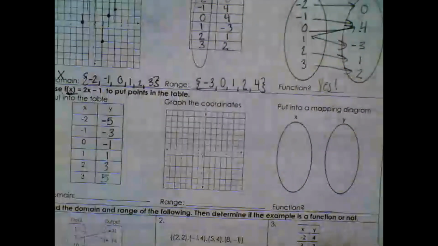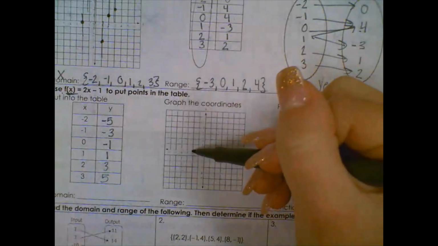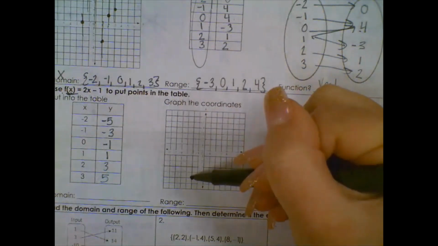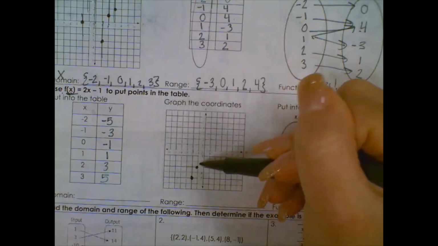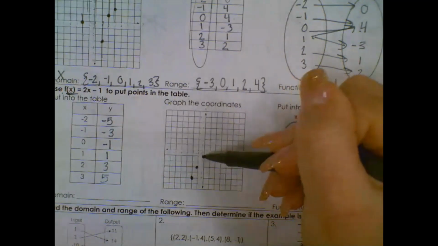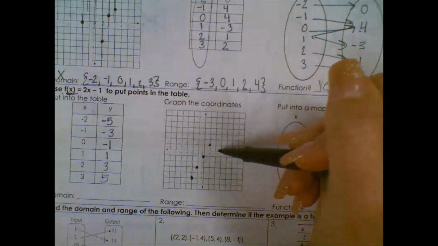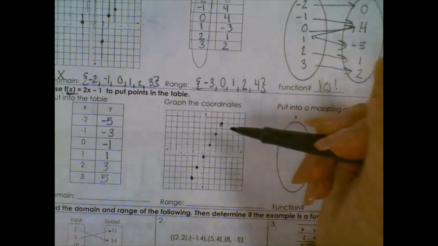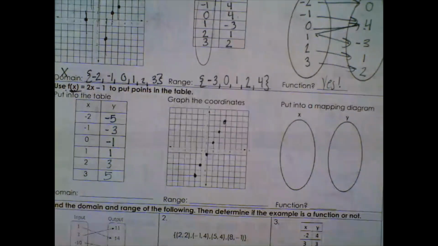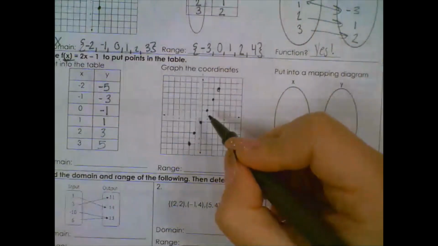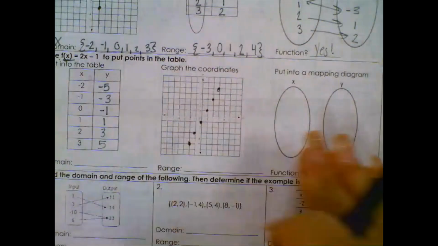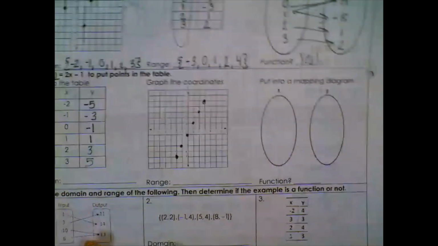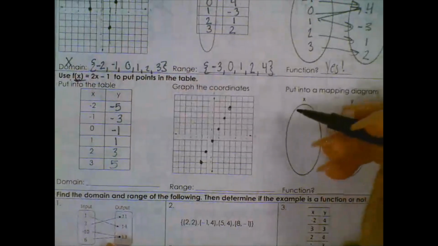Okay. So let's go ahead and graph these. So we have (-2, -5), (-1, -3), (0, -1), (1, 1), (2, 3), (3, 5). Now, we're not going to connect this because it doesn't say to, so we are going to leave this dotted. We don't know if the individual pieces between it are connected, so we just leave it as a dotted graph or discrete.